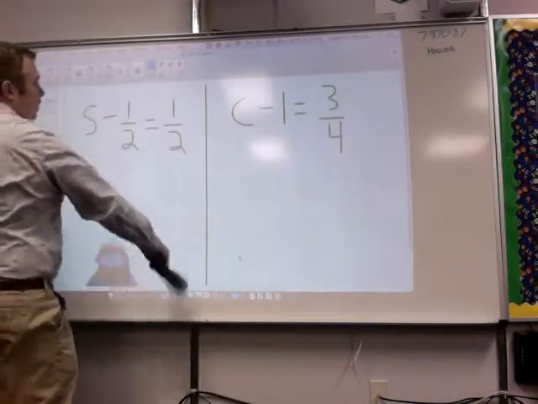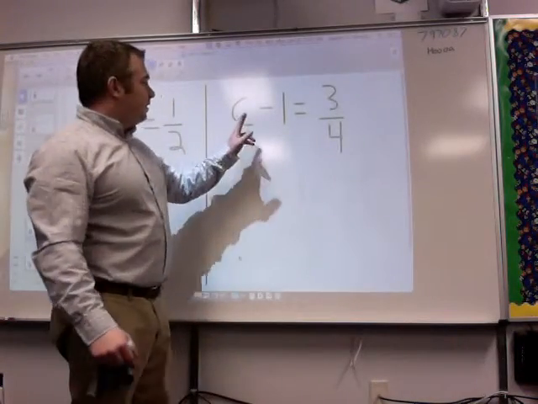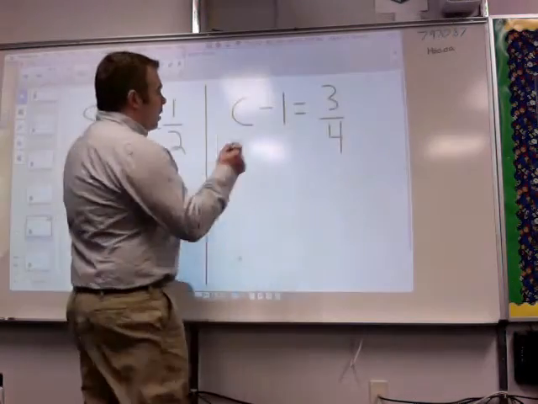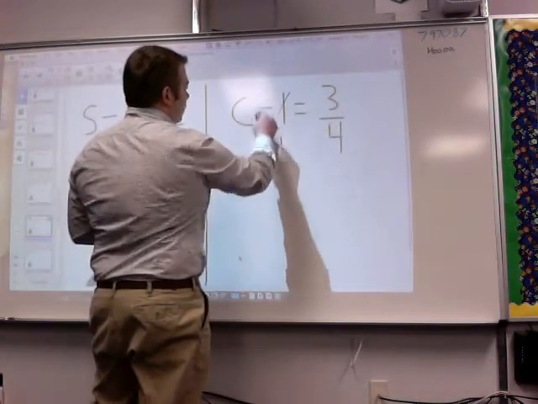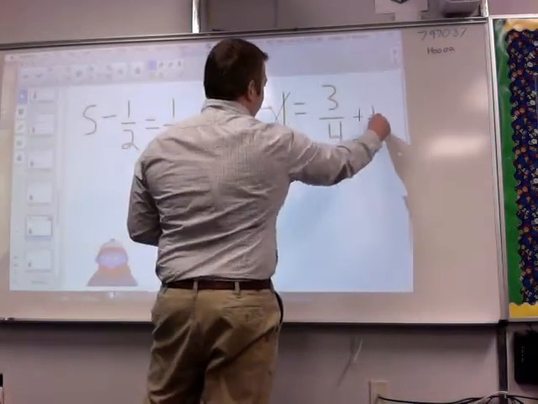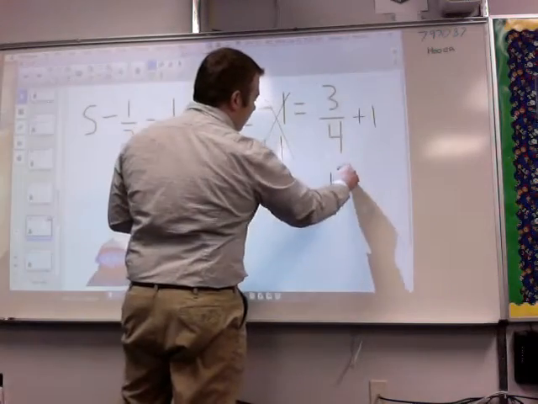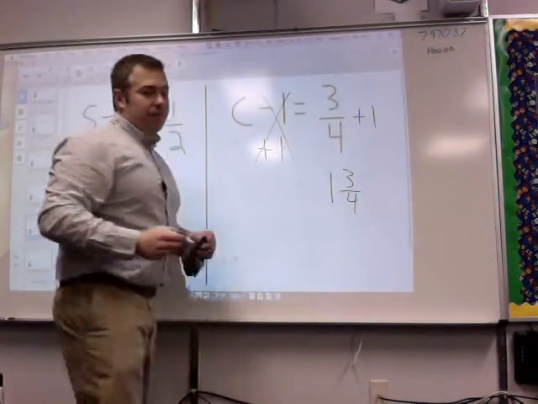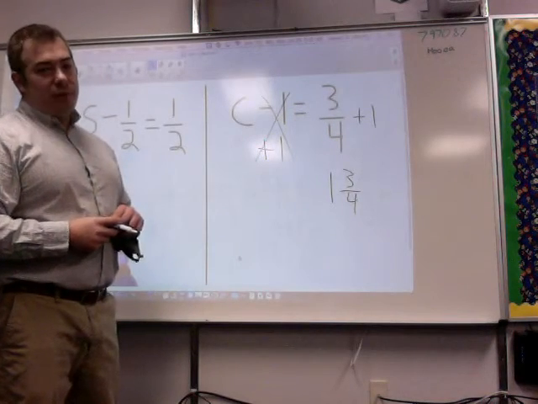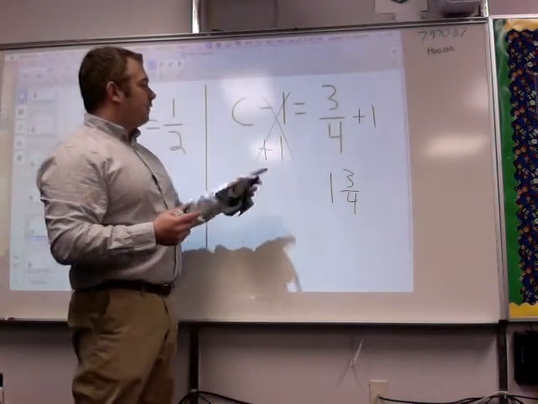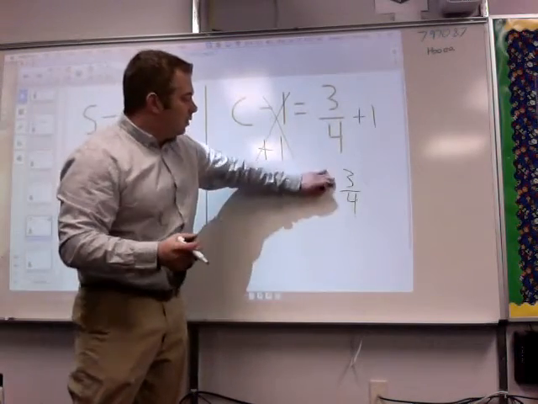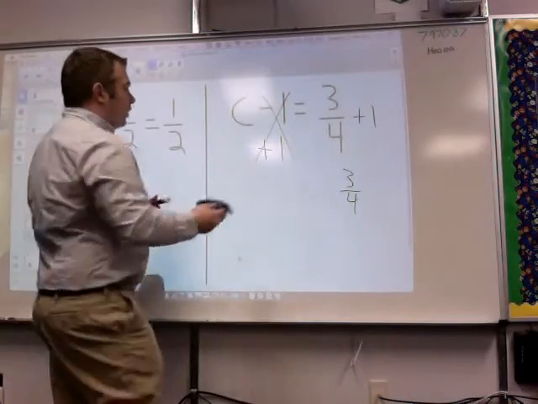Checking out this side, we're dealing with more fractions here. It's c minus 1 equals 3/4. Essentially, this is a negative 1. I want to cancel it out. And what's 3/4 plus 1? Well, 3/4 plus 1 is just 1 and 3/4. We have a mixed number here. So c equals 1 and 3/4. We check it. Is 1 and 3/4 minus 1 equal 3/4? Yeah. We just take away that whole number. So that one is a pretty easy fraction one to deal with.